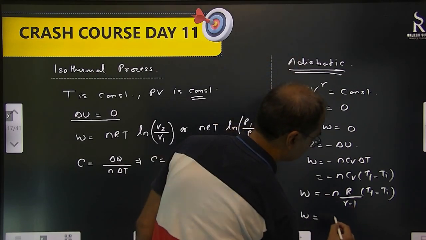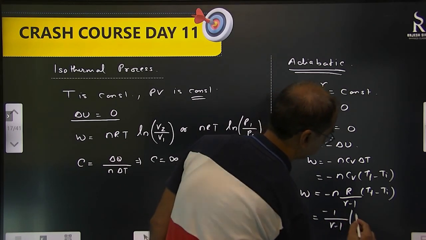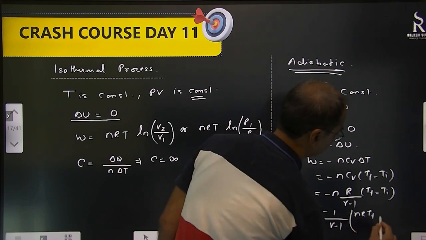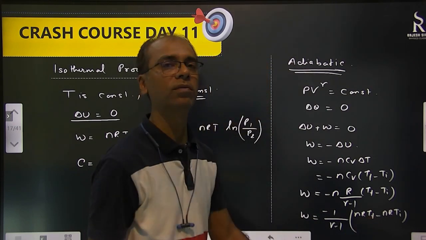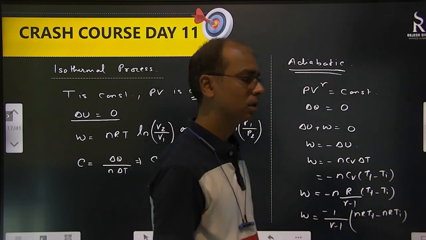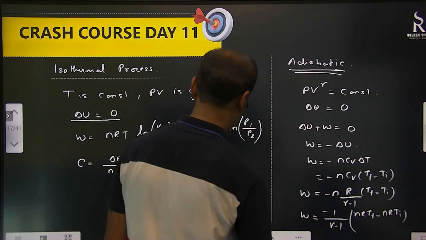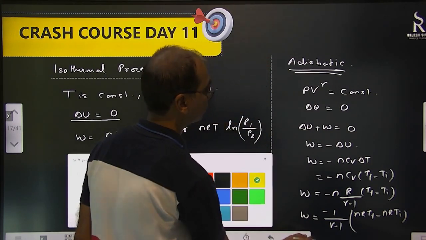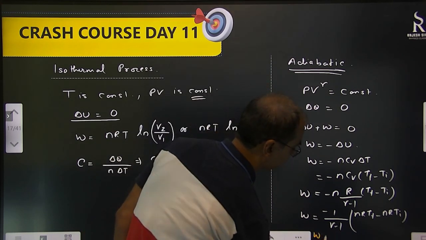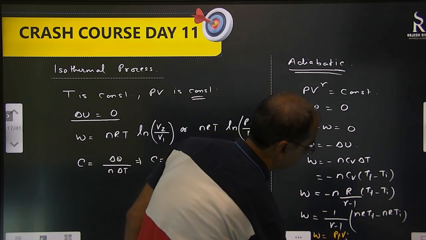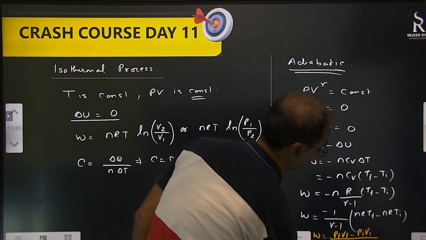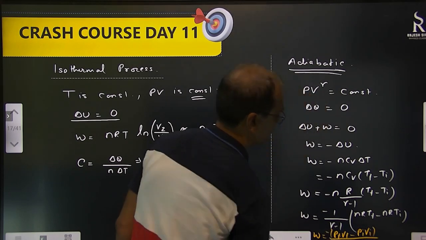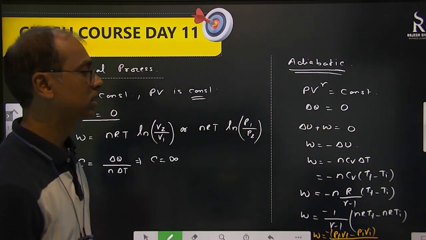So what we can do? Take the minus 1 by gamma minus 1 here only, not taking it inside. Now what will it become? nR T final minus nR T initial. Now nRT final I can write as P final V final minus P initial V initial. So W equals minus, P final V final minus P initial V initial by gamma minus 1.